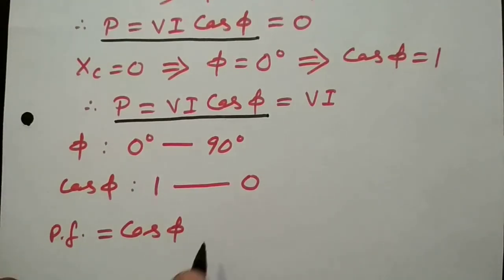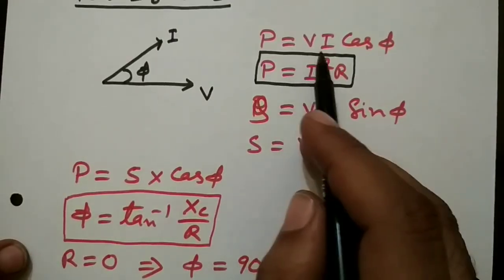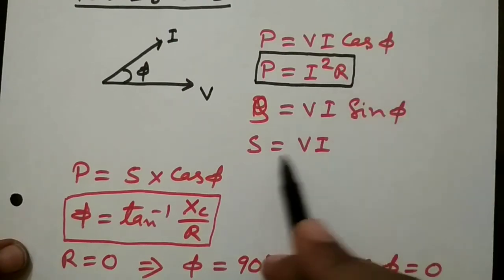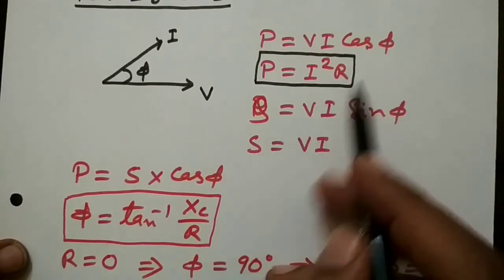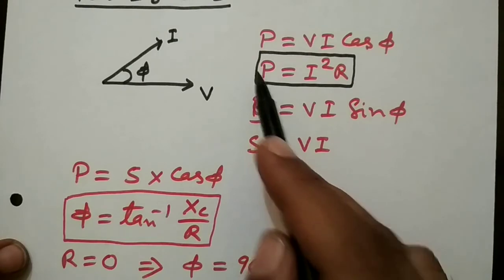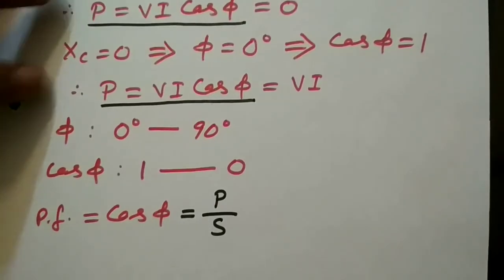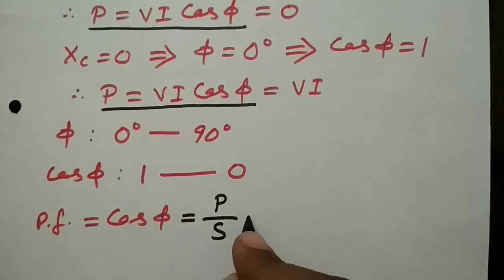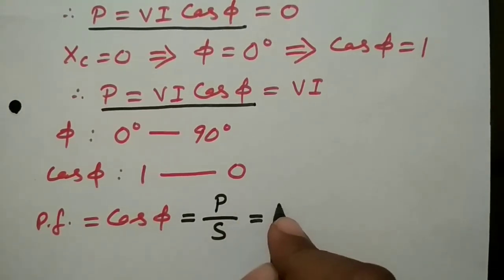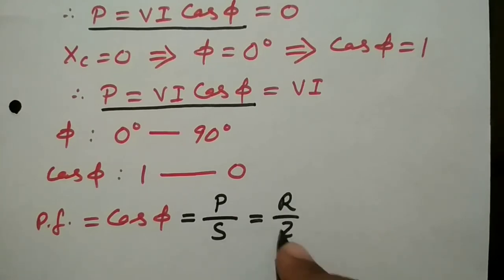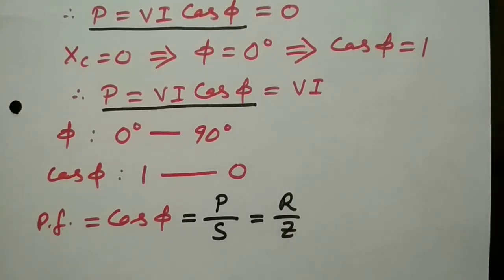The power factor can also be represented as the ratio of active power to apparent power, which we can see from this relation. P is equal to VI cos phi, where VI is equal to S. So cos phi can be written as P upon VI, that is P upon S. And from the impedance triangle, we can write that the power factor is also the ratio of resistance to impedance, which we have already seen earlier.